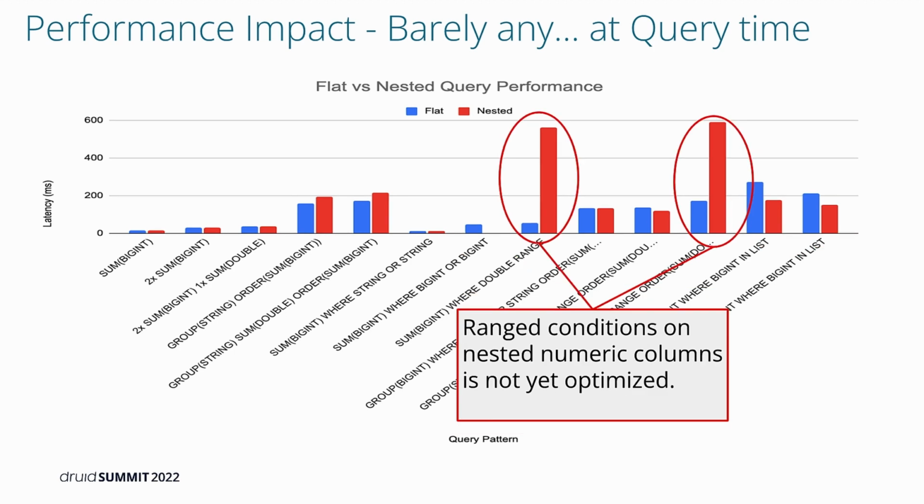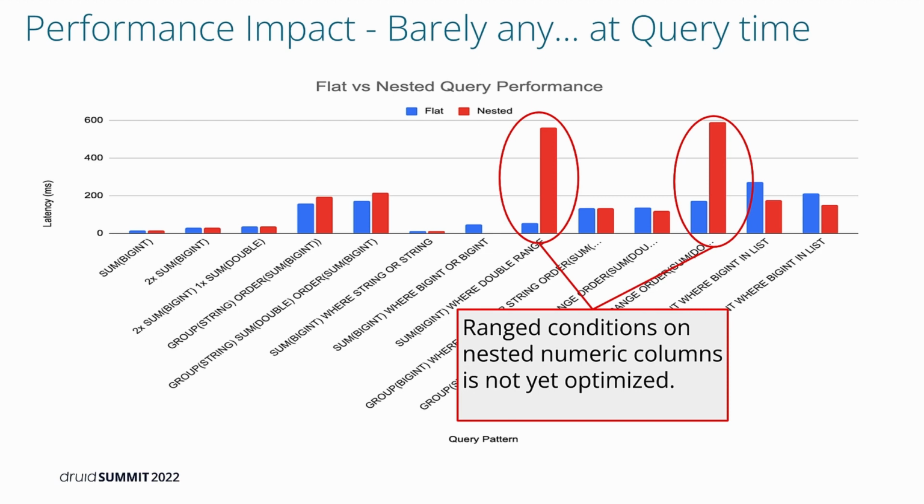Now, we do see a couple of cases where the performance is actually much slower when using nested JSON. That's specifically when we're doing range conditions on numeric columns. I was talking to one of the developers, and he mentioned that this is because there's still an implementation missing for the optimization of ranged evaluation of these kinds of numeric columns, and that's why we don't see that improvement here.